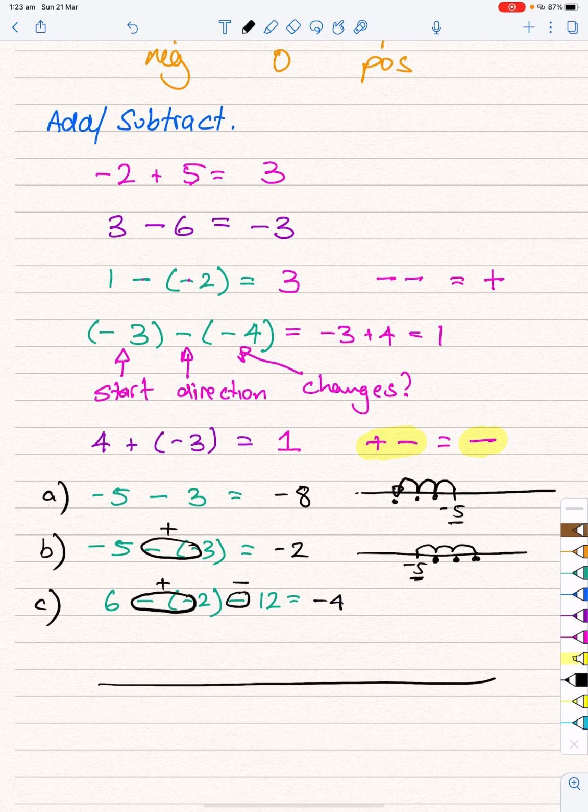Let's take a look at a number line. I want to start at 6. I'm going to add 2, so 1, 2. So I end up at 7, 8. I ended up at 8. And then I'm going to take away 12.